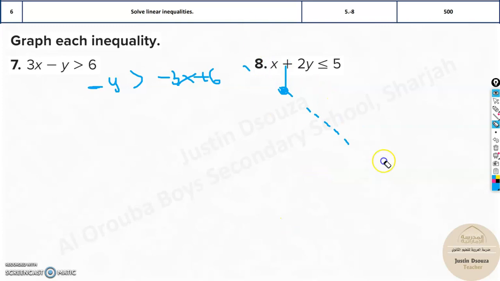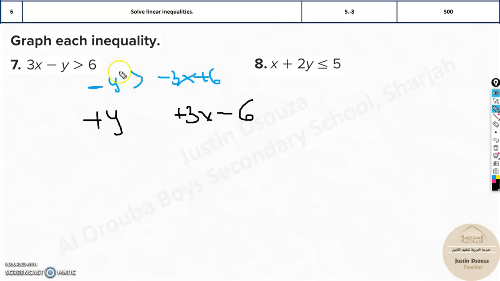Sorry, this graph changes because we have to change the signs. Here, you need to make sure you can make everything plus. Y will become plus. Everything changes its sign. This will become plus 3x and this 6 was plus becomes minus 6. But now what happens is this inequality completely changes. That's it. Just remember this. Change all the signs and change the inequality sign.